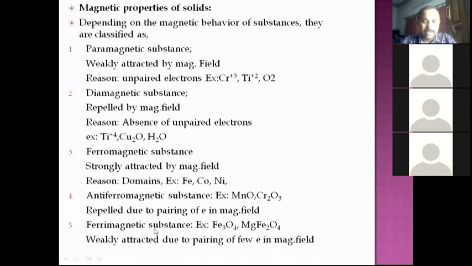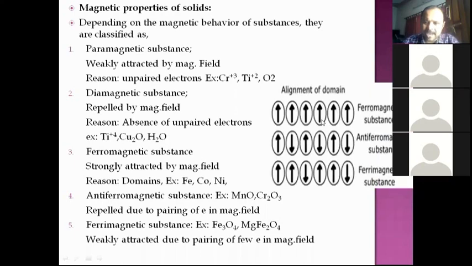Antiferromagnetic and ferrimagnetic, in the absence of a magnetic field, will be similar to ferromagnetic. In the presence of the field, if all magnetic moments cancel, it becomes antiferromagnetic. If only a few magnetic moments cancel, it becomes ferrimagnetic. The examples we just have to remember. So these are the five magnetic properties of materials.